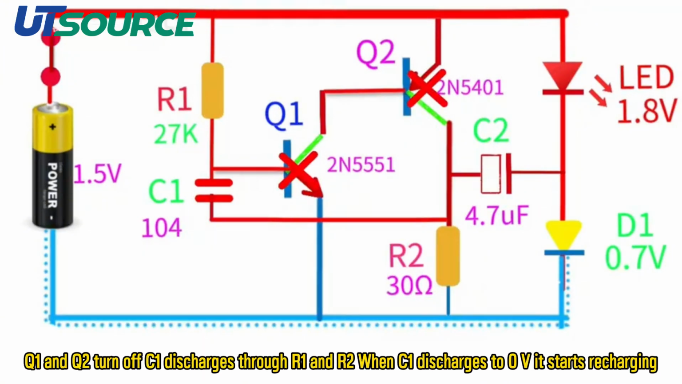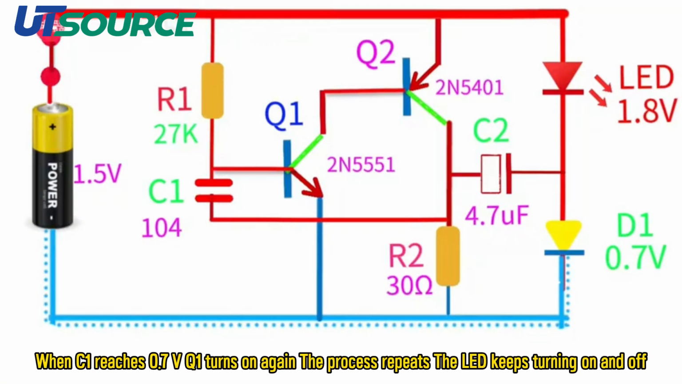Q1 and Q2 turn off. C1 discharges through R1 and R2. When C1 discharges to 0 volt, it starts recharging. When C1 reaches 0.7 volt, Q1 turns on again. The process repeats. The LED keeps turning on and off.